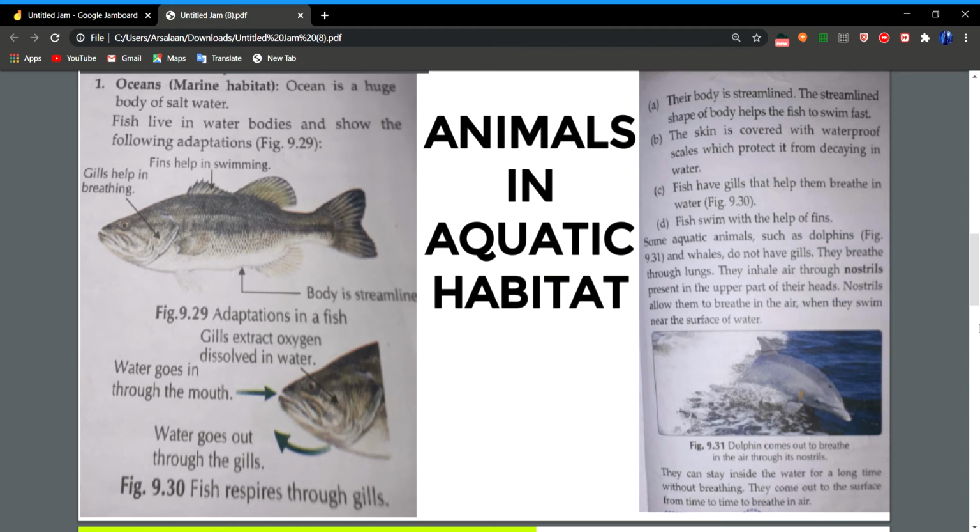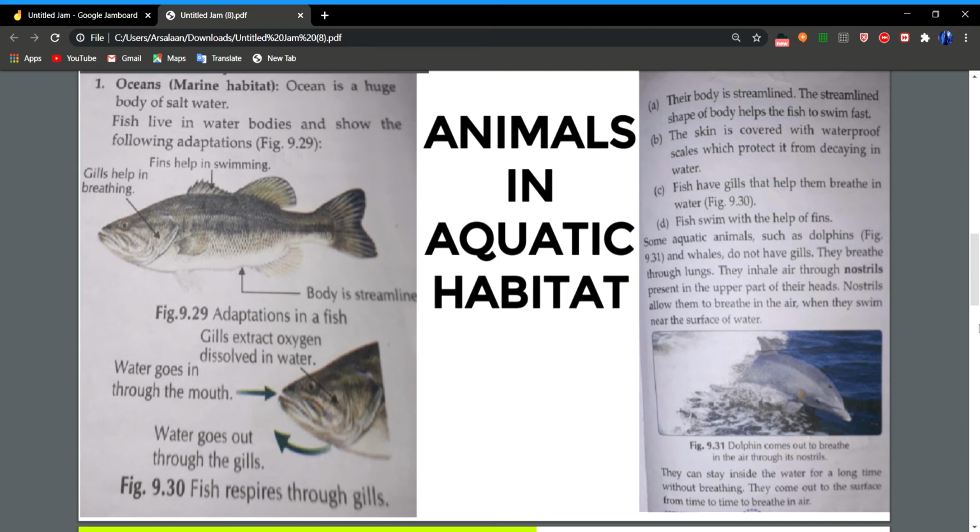Then fishes breathe through gills. There are many slits cut on the gills, and through these the water goes inside the body, and along with the water the oxygen dissolved in water also goes inside the body. Fishes take this oxygen, and the exhaled gas comes out also with the flowing water.